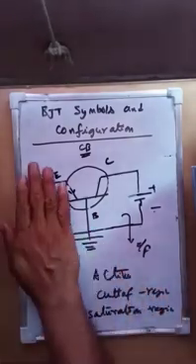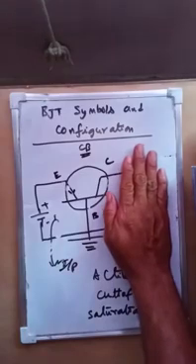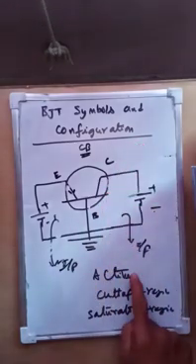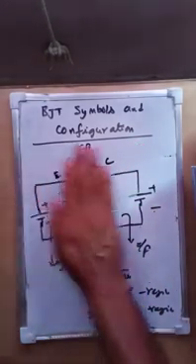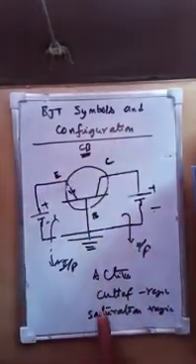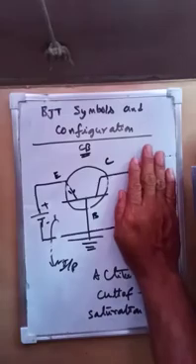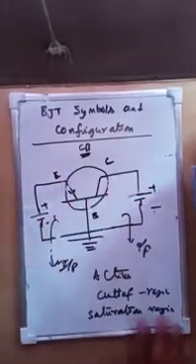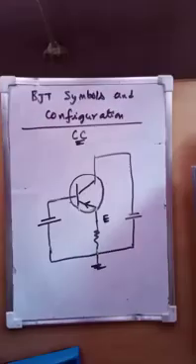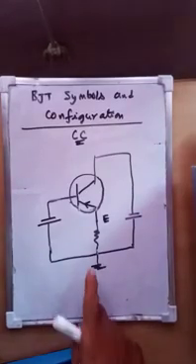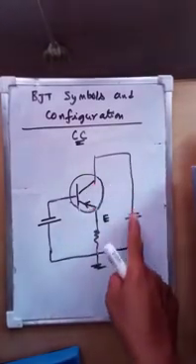So that means if the input is connected in forward bias and output is connected in reverse bias, it is the active region. If the input and output both are connected in reverse bias, this is what is called the cutoff region. And if the input is forward bias and output is also forward bias like this, it is called the saturation region. So coming to the common collector, here the collector is connected to some voltage.